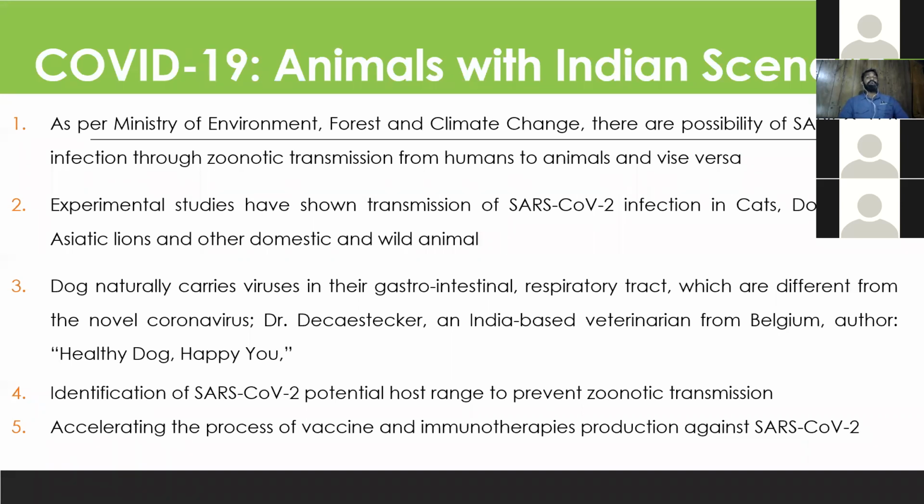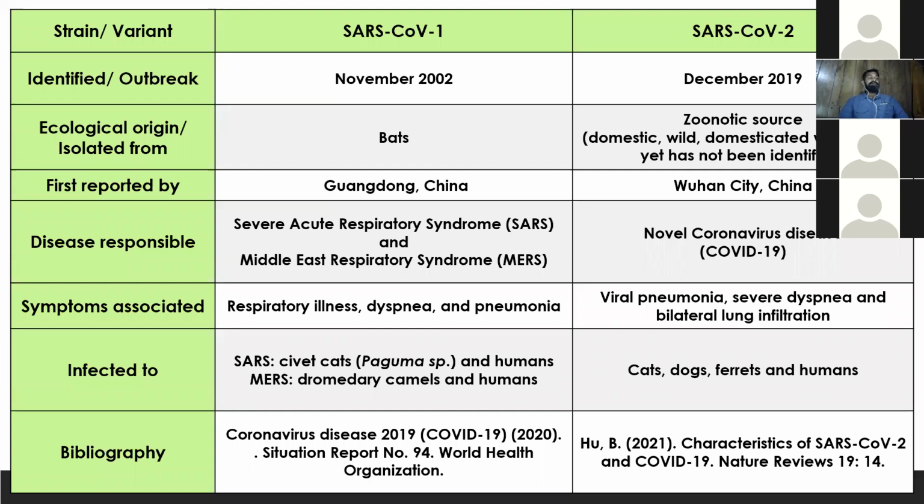And identification of the SARS-CoV-2 potential host range helps prevent zoonotic transmission, accelerating the process of vaccine and immunotherapies production against SARS-CoV-2. And in the past also, in November 2002 and in December 2019, we had two different coronaviruses, SARS-CoV-1 and 2.